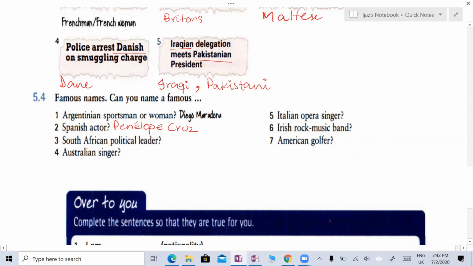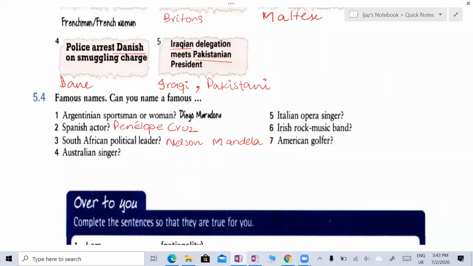Okay. Next one, South African political leader. It's, I think, very easy. Everybody knows. Can you name a world famous South African political leader? He stayed in jail for like 30 years. And recently, I think like a year or two, he just died. Nelson Mandela. Yes, Muhammad, that's right. So his name is Nelson Mandela. Nelson Mandela, very world famous. So many books are written on him. So that is from South Africa.